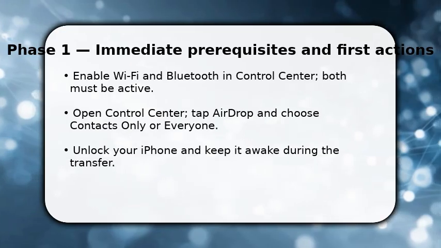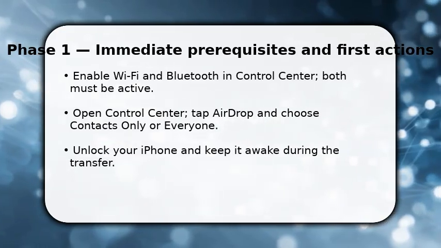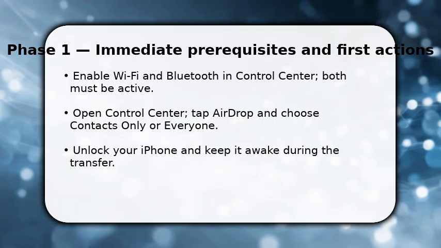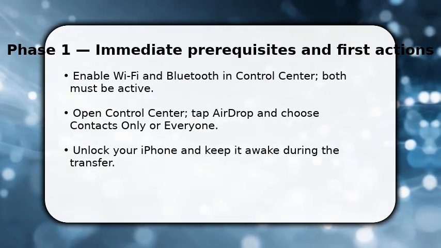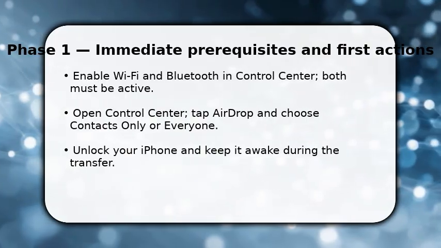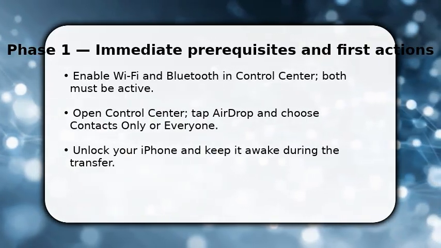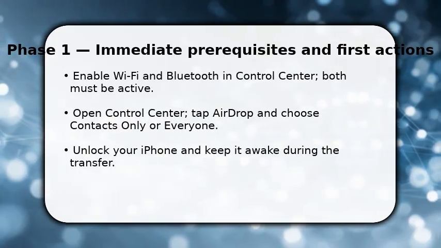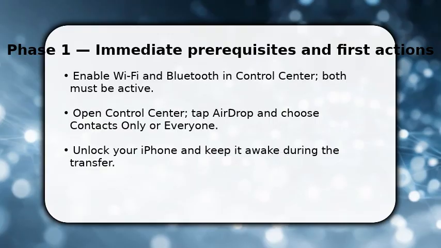Enjoy the video. You begin by activating the essentials, Wi-Fi and Bluetooth. Open Control Center, tap AirDrop and pick contacts only or everyone depending on who you expect. Make sure your iPhone is unlocked and awake. Locked screens can block discovery. While you do this, confirm the recipient's device is nearby and visible.